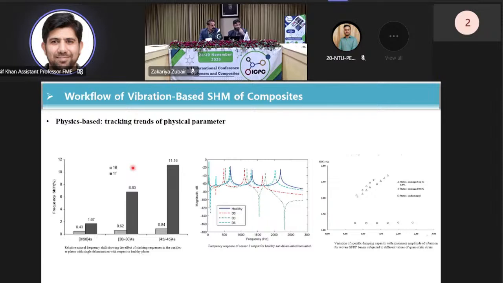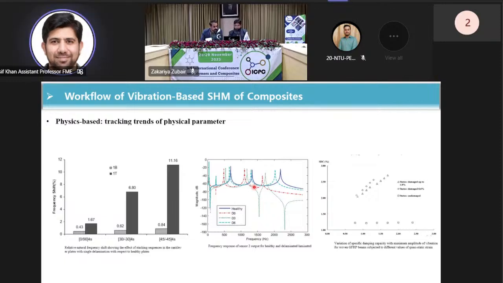Similarly, with the frequency response function, commonly known as FRF, we can also look for the shift of the natural frequency as a result of the damage in the structure. From that, we can look for some physical parameter associated with the initiation of damage. Similarly, for example, the damping capacity or the damping coefficient, which is difficult to measure in any dynamic testing. But if we can keep track of that, we can look for some specific trend for the presence of damage and its severity.